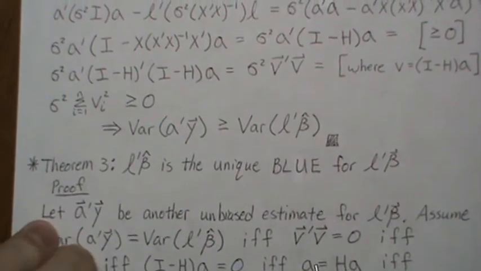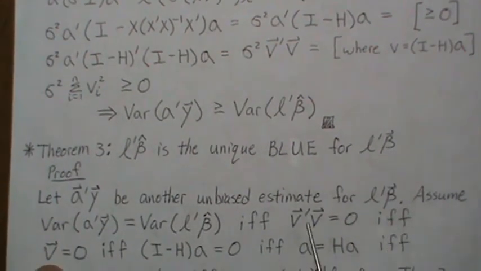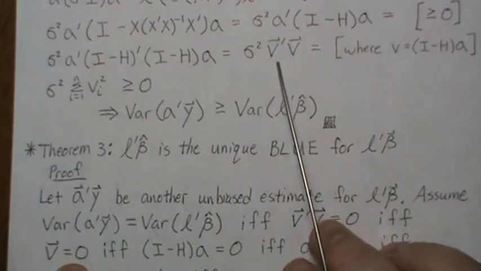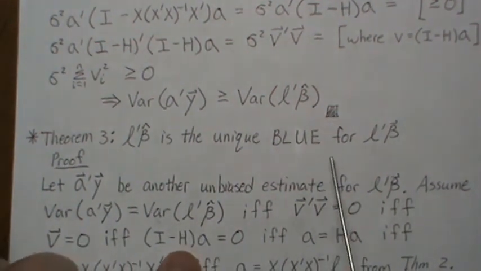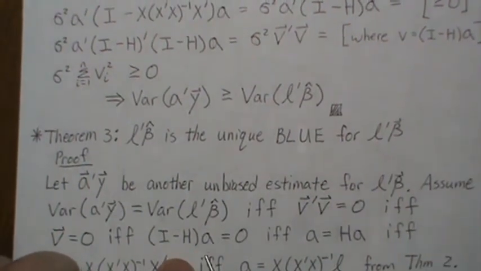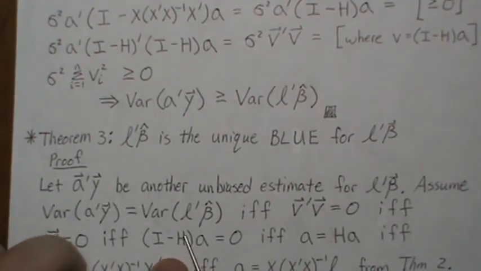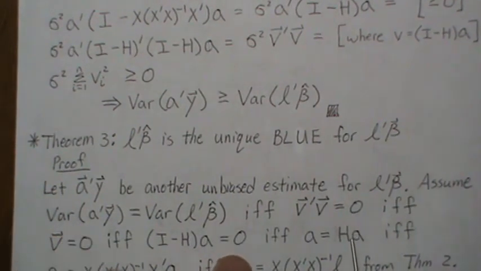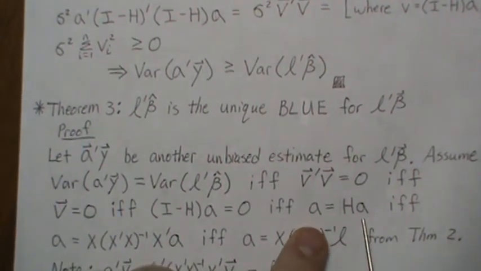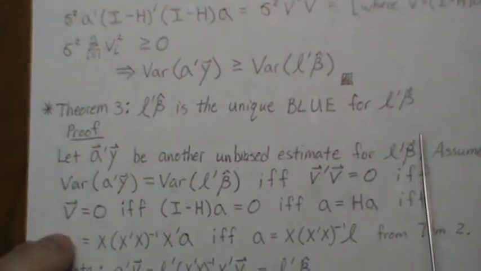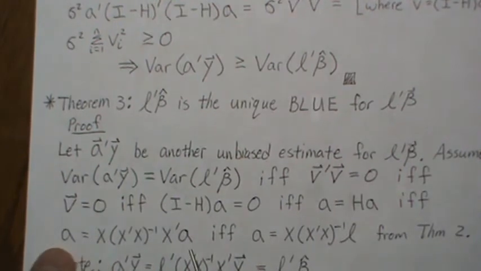So that says V prime V is 0, and this is true if and only if V is 0, because they're vectors. But V is 0 if and only if, replacing what it is, I minus H times A is 0. Then you multiply that in and take the HA to the other side. So this is 0 if and only if A is equal to HA. But this is true if and only if A is equal to, we just expand the hat matrix.